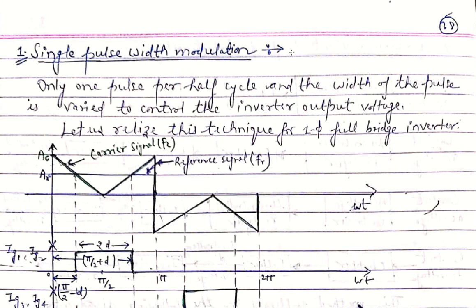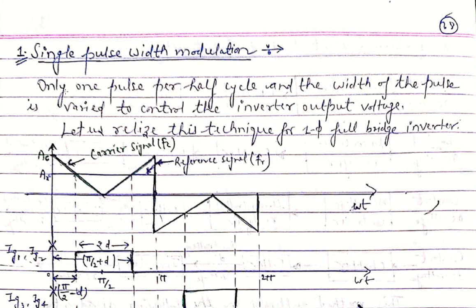So internal control strategies are also known as pulse width modulation techniques. In this PWM lecture we will see the single PWM technique, the multiple PWM technique, as well as sinusoidal PWM techniques. First of all, we will start with the single PWM technique. So what does PWM mean? It is pulse width modulation. If we can modulate the width of the pulse, then we will control the output voltage of the inverters.